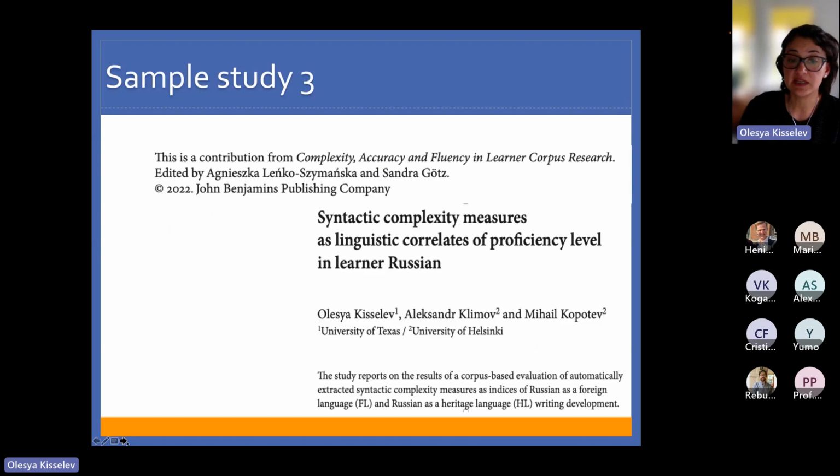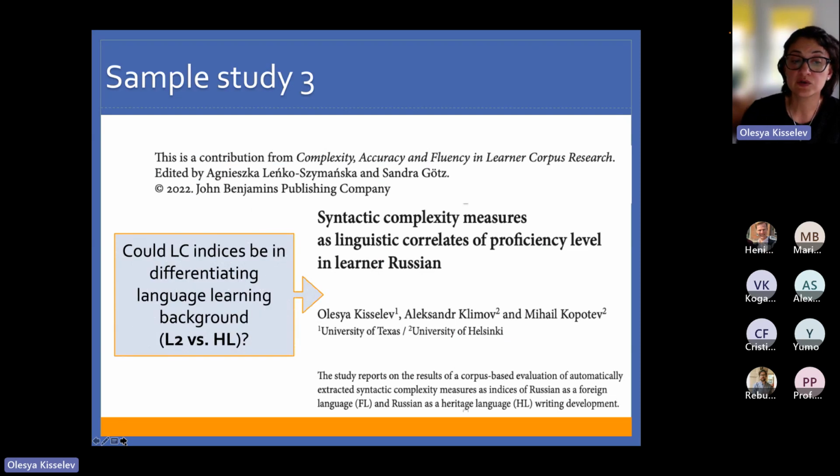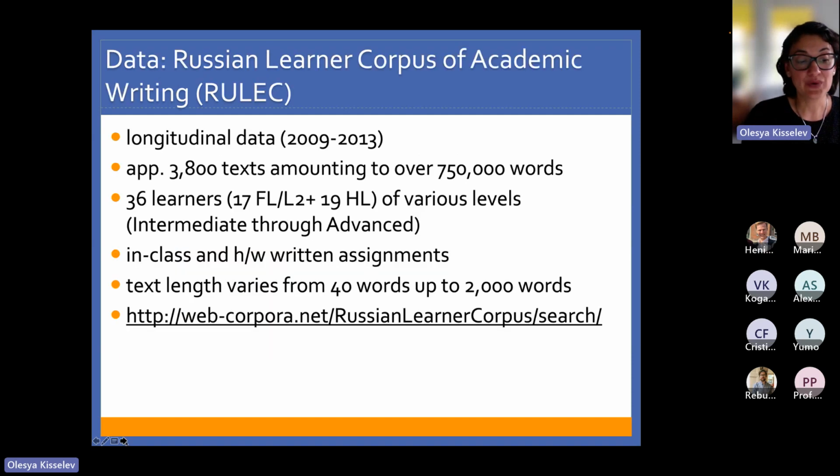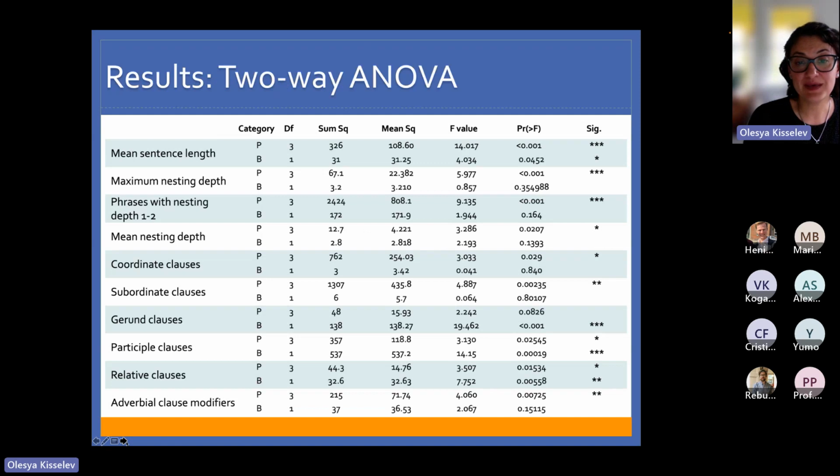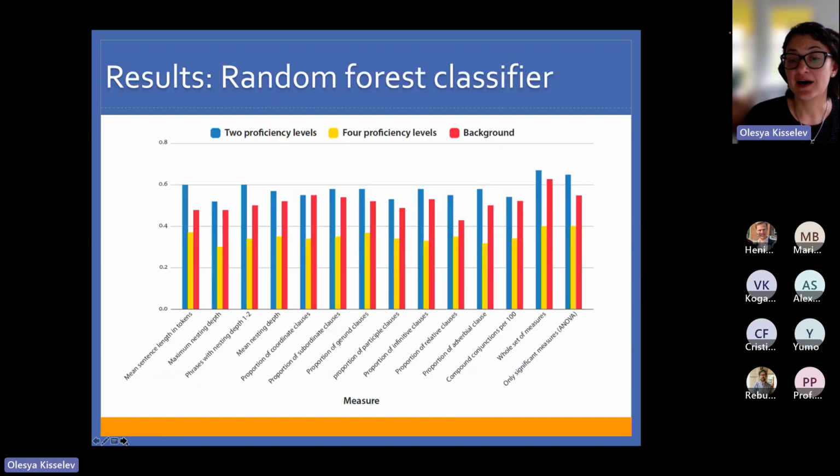So now I'm running out of time. I just wanted to very briefly mention that we also looked at the question whether these lexical complexity indices can actually differentiate between language learning backgrounds. We were able to build a predictive model for predicting both levels and language learning background, heritage and non-heritage, and it works relatively well. We do need a lot more data.